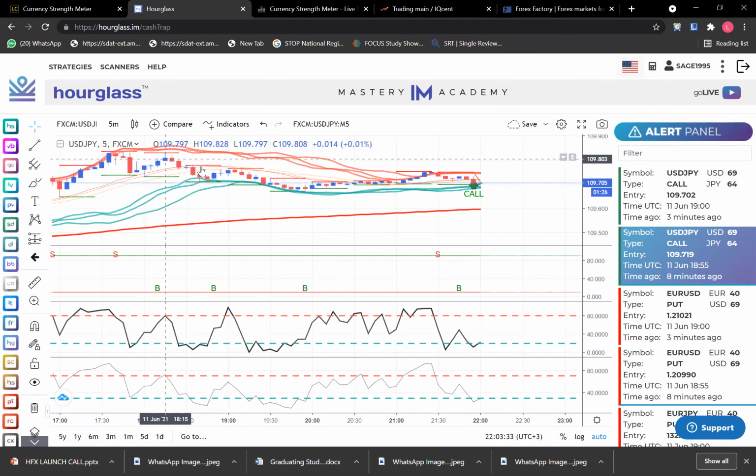These red lines you see here, that my arrow is on top of, are known as the resistances, while the green lines you see, these green straight lines, which you would need to extend, are known as the supports.